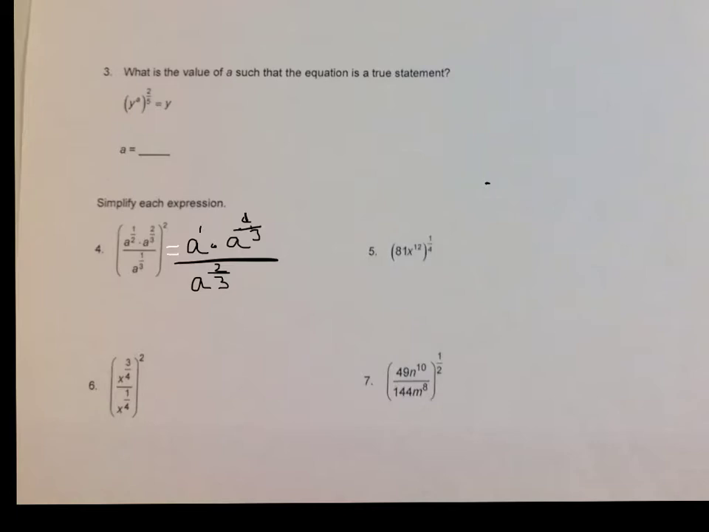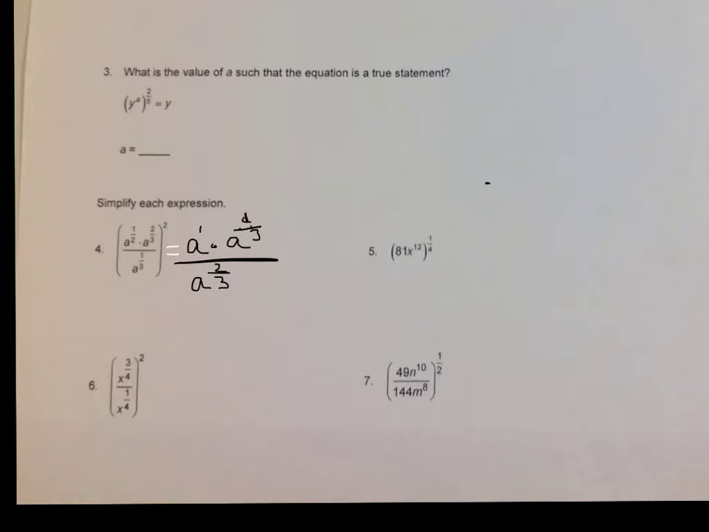Okay? You can't read that because my handwriting's messy. It is A to the power of 1 times A to the power of 4/3 over A to the power of 2/3. And we're just going to leave it like that. What I would like for you to do is take a moment by yourself and do 5, 6, and 7. Press pause, and then when you press play again, you'll have the answers.